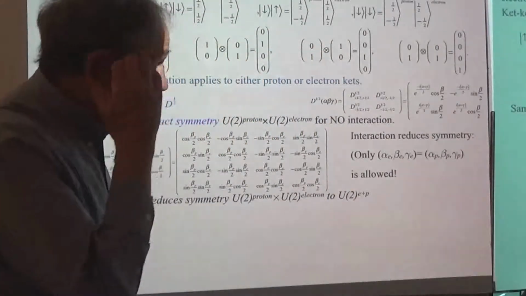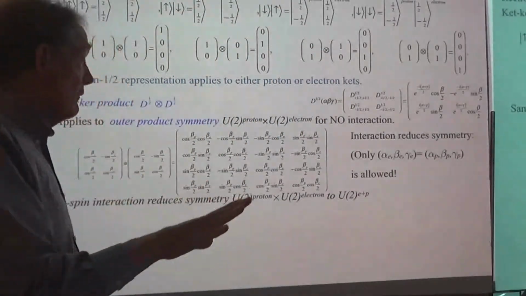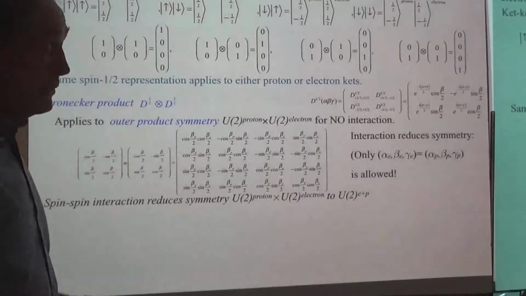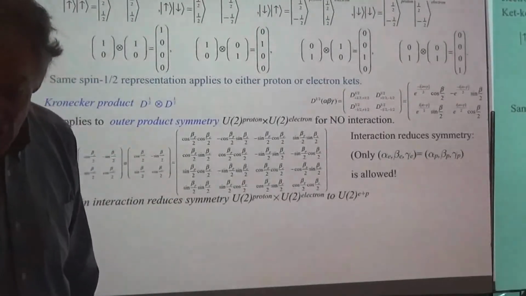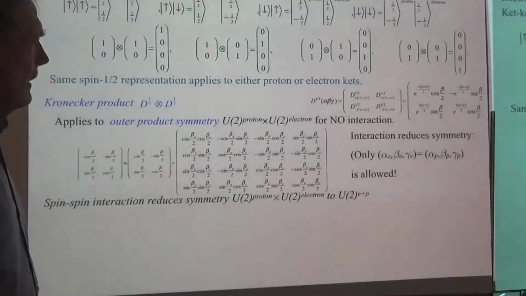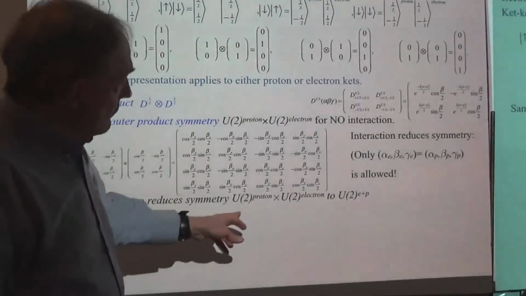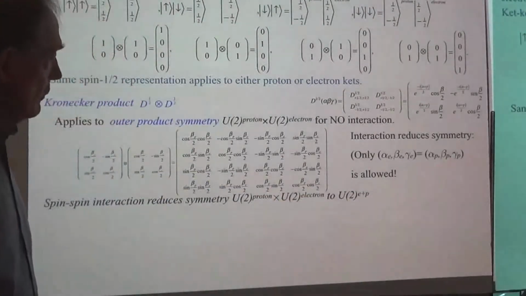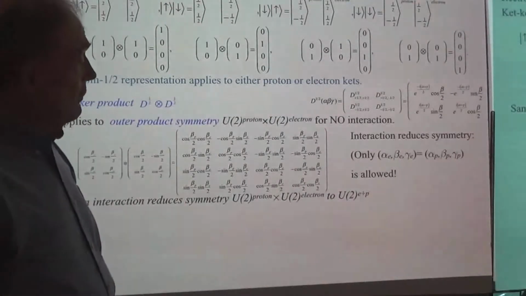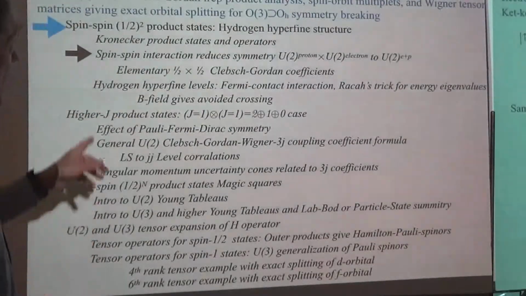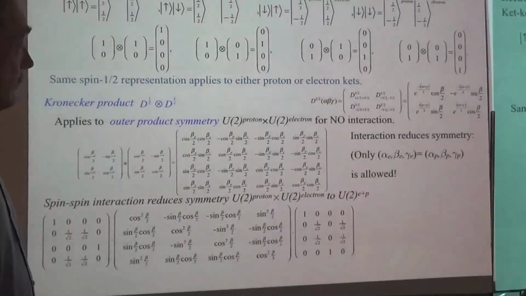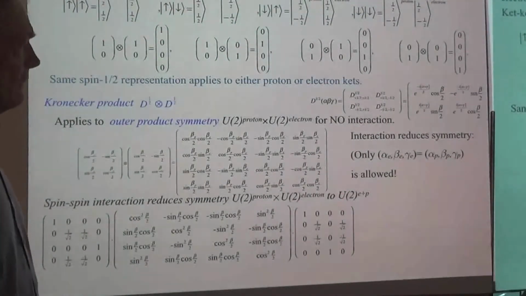That's the only one that's going to be allowed in the symmetry that's left after the interaction, which has been going since time immemorial, has turned on. So spin-spin interaction reduces symmetry of this U2 cross U2 to just a single U2. So that's what we have to reduce. We have to reduce this irreducible representation.